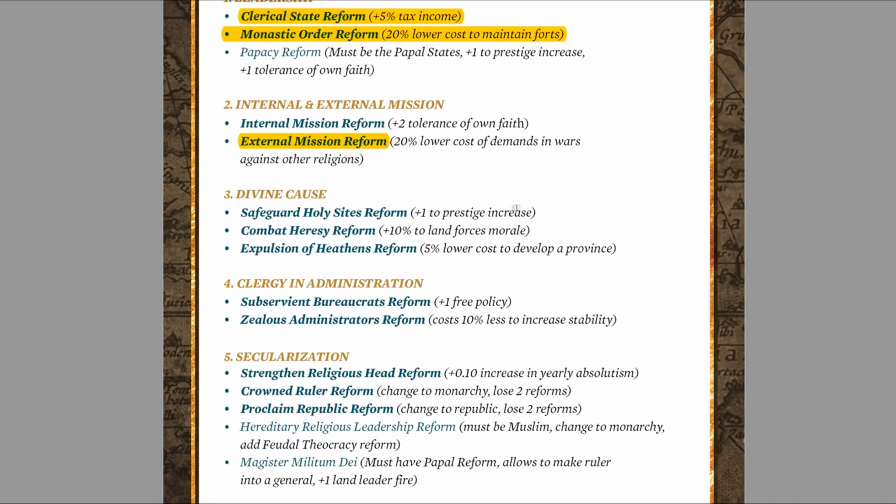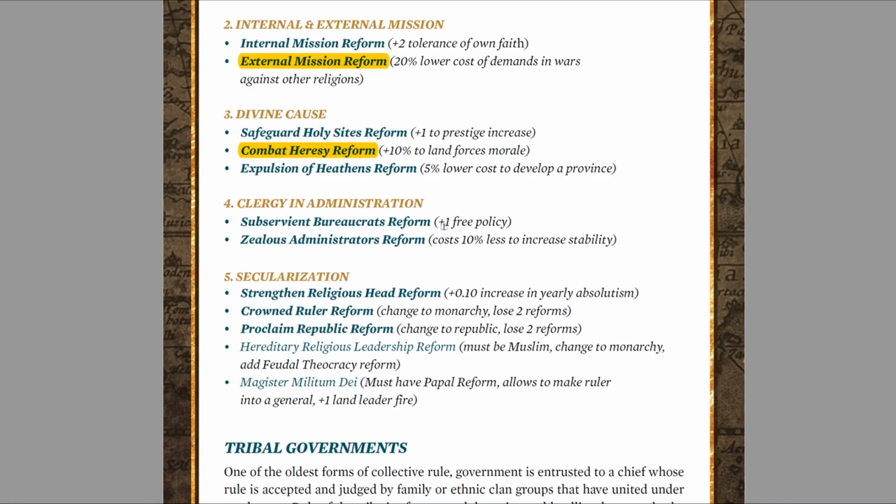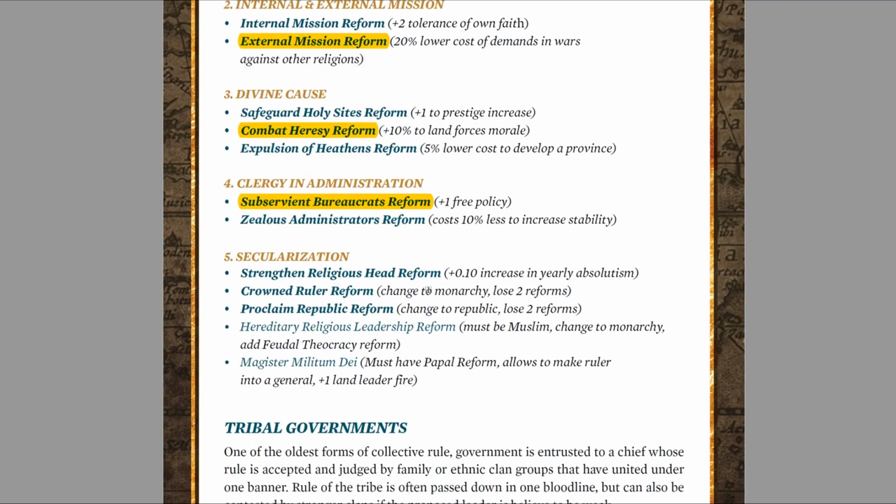Third reform, +1 prestige increase. Great. 10% land force morale. Great. +5% lower cost to develop province. I think I'm going to go for a land force morale here. Fourth reform, +1 free policy. Any free policy. Okay, that's pretty great. Cost 10% less to increase stab. Okay. I would here go for the free policy. Free policy just seems really OP.